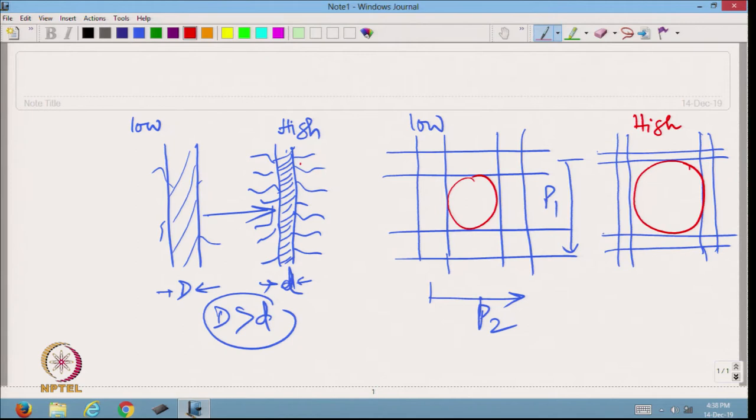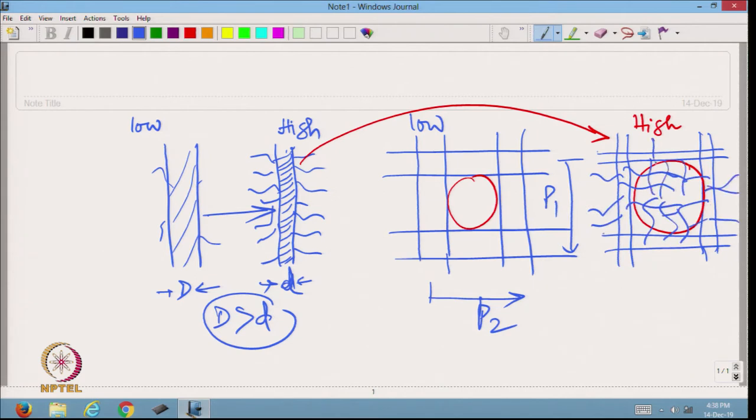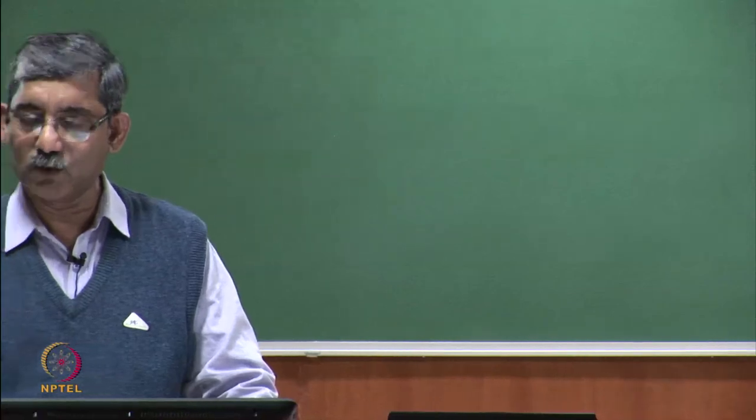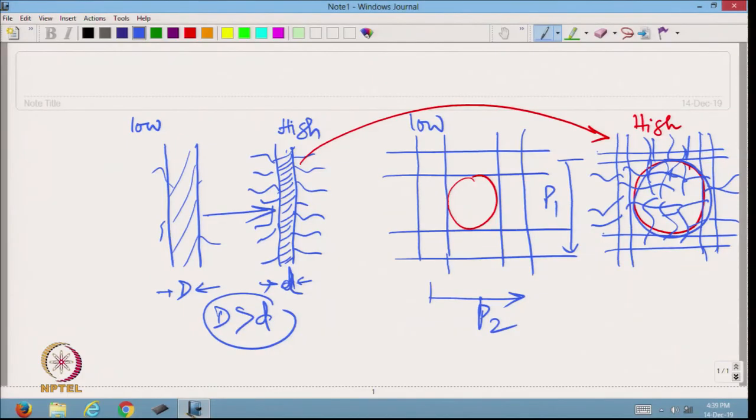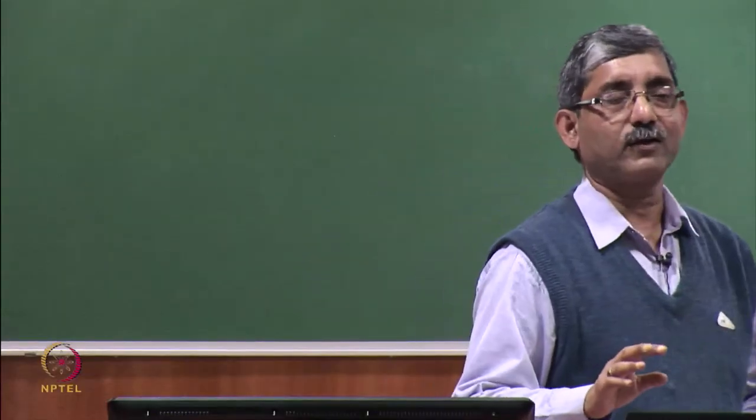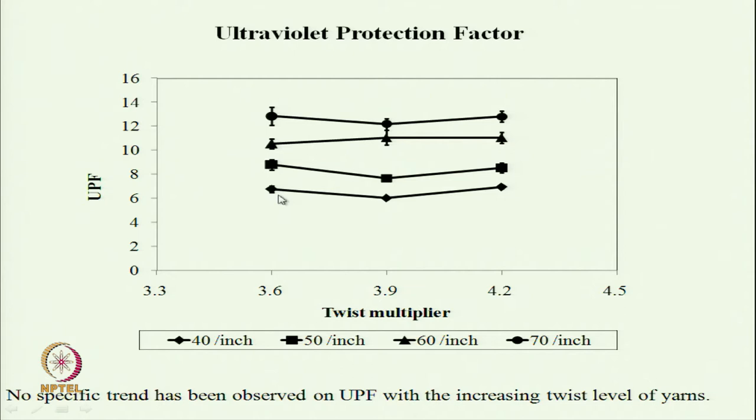at the same time the second factor comes into the picture: hairiness increase. So, this extra hairiness is actually blocking the pores which have been created due to higher twist, and will prevent the UV ray from transmitting through, and also it will try to scatter the UV ray. So, that is why these two contradictory factors will actually nullify the effect of yarn twist on the UV transmission. For this reason, no specific trends were observed.